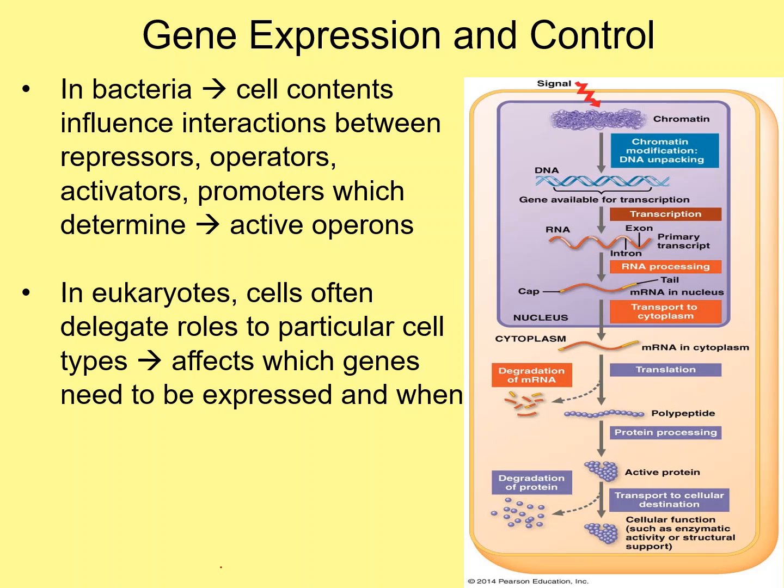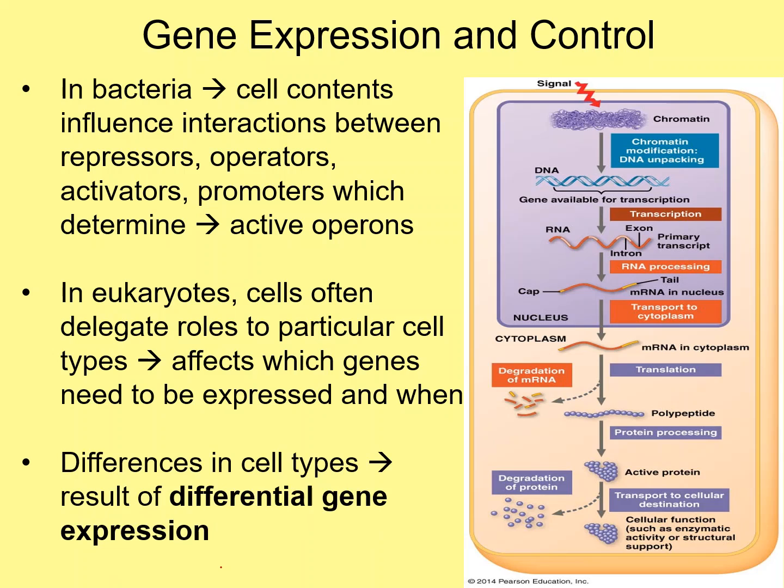So in eukaryotes, we often have a situation where all cells have the same DNA, but you want to express different regions, different genes, in one cell type than you do in others, depending on what job that cell has. And so this whole process of turning some genes on in some cells and the same genes off in other cells is what we call differential gene expression.